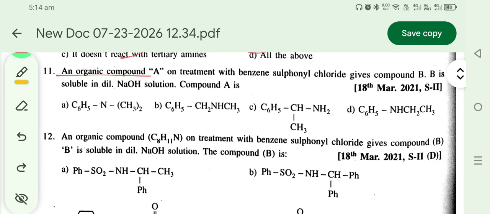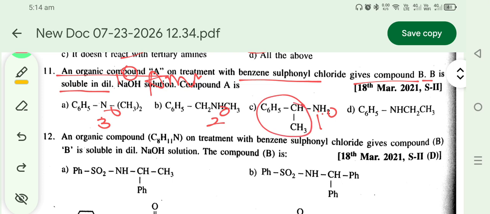An organic compound A on treatment with benzene sulfonyl chloride gives B, and B is soluble in NaOH. Solubility in NaOH indicates that it is a primary amine. Here one is tertiary, one is secondary, and this one is primary because this nitrogen is bonded to only one carbon part. Hence the answer is C.